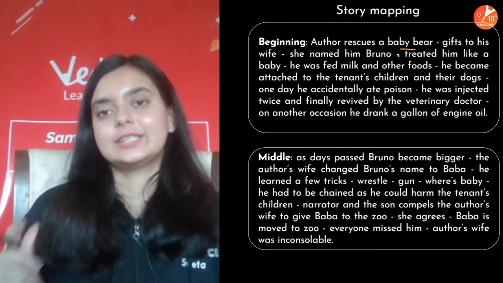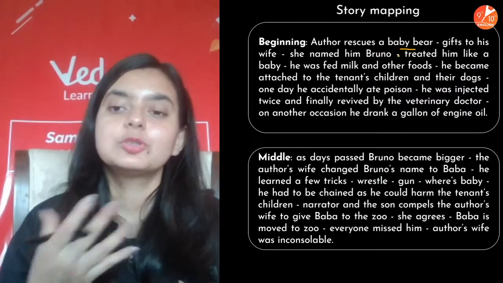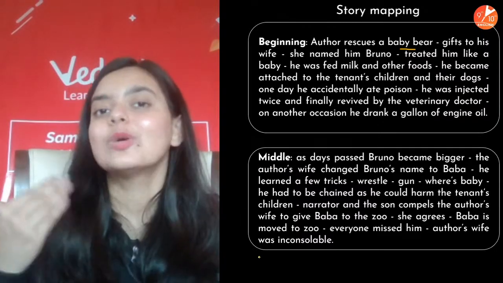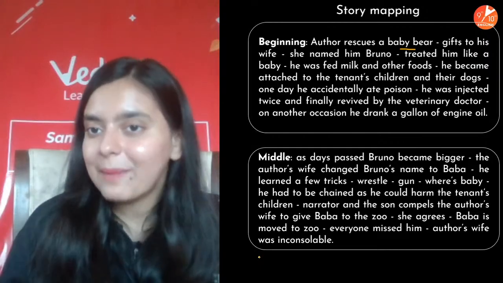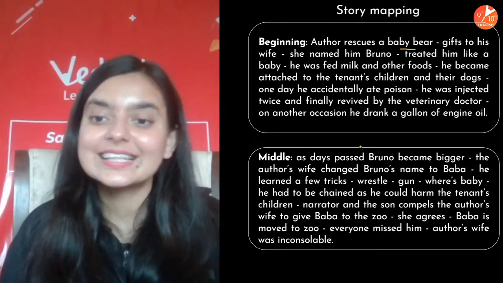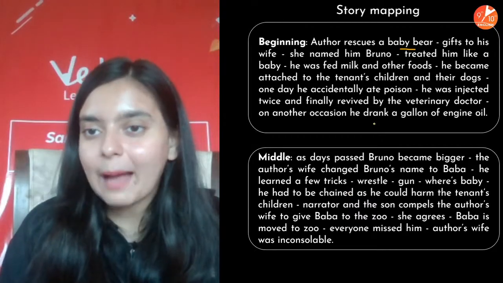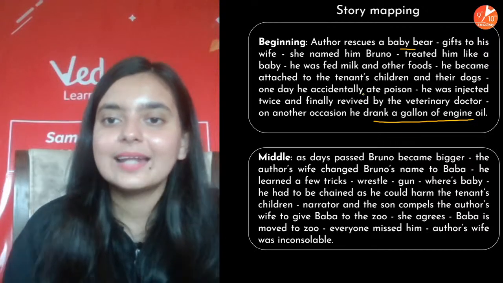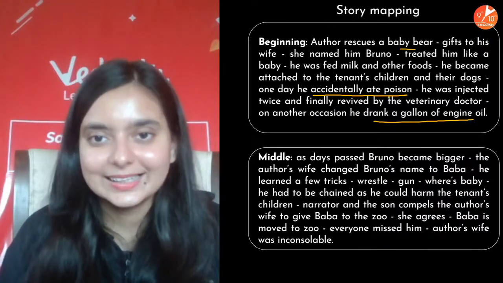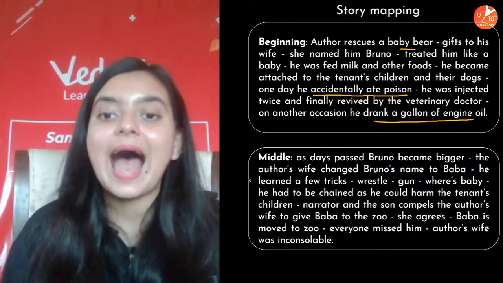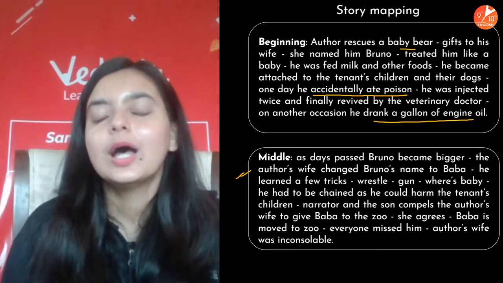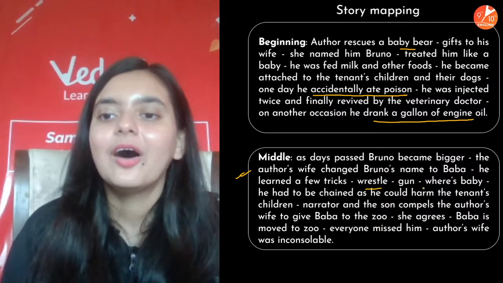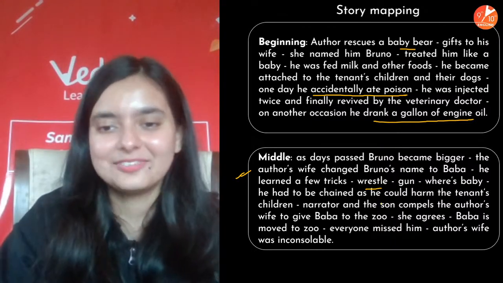So the author somehow rescues him and gives him to his wife. And then we get to see how the baby bear grows up and becomes Bruno, Baba, right? And yes, the accidents that happened with the baby bear, if you remember, he drank a gallon of engine oil. One was that, and then he also accidentally ate rat poison. Okay, so these are also important, and the activities that he did, the entertaining activities, the tricks that he performed, wrestling, holding a gun, and all of that.